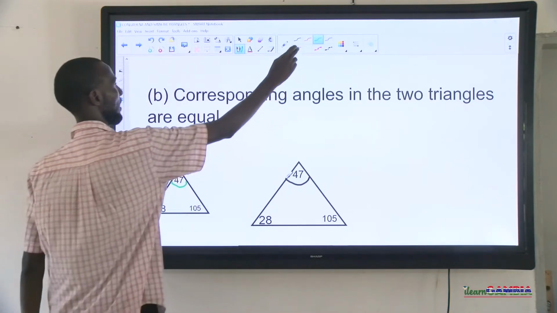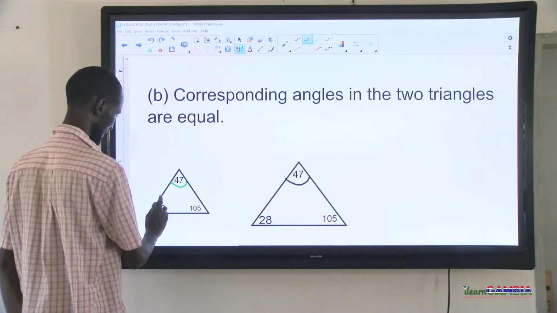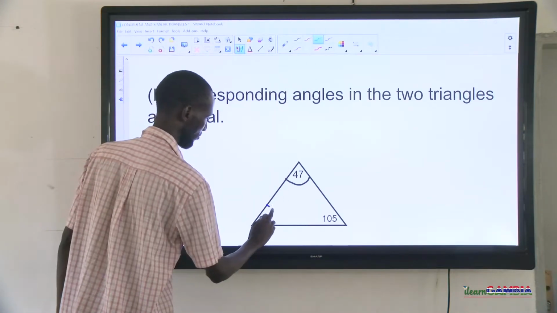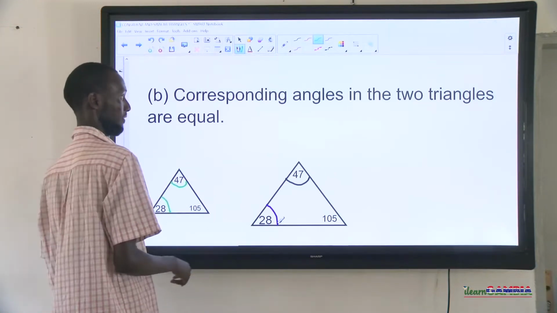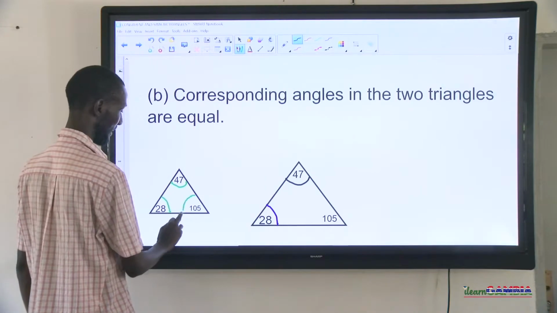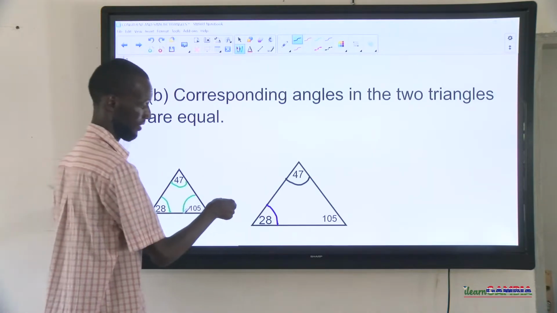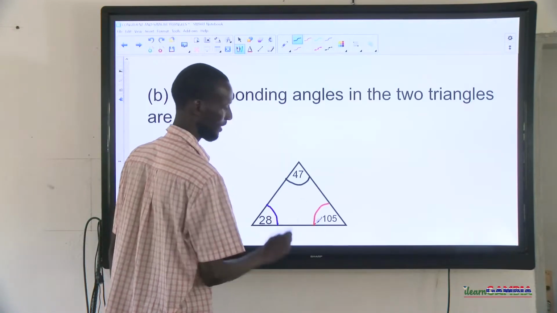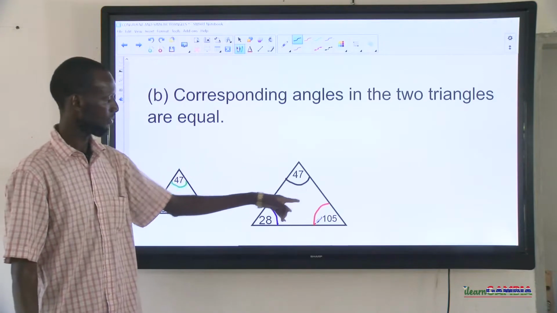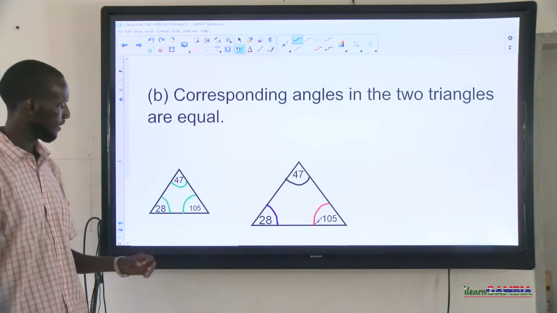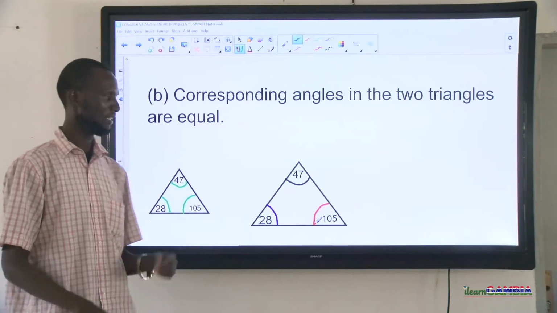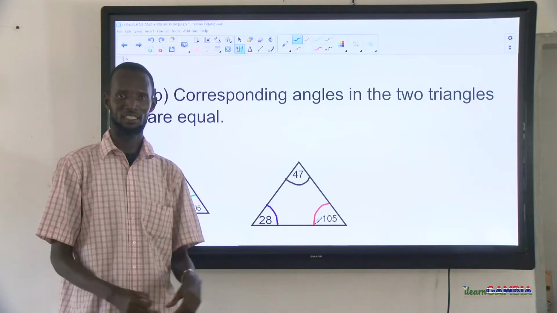Also, this angle right here is 28, and if you go to the second triangle, this angle right here is also 28. So again equal. Then you check the third angle, 105 degrees, and if you go to the second triangle, the third angle there also is 105 degrees. So all the corresponding angles are equal. So therefore, these 2 triangles are also similar. Okay, this also proves similarity.